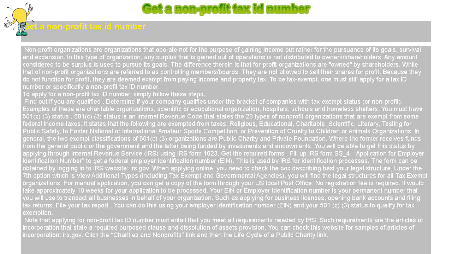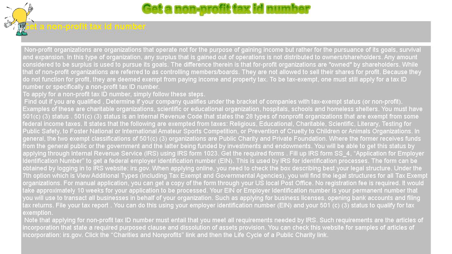Find out if you are qualified. Determine if your company qualifies under the bracket of companies with tax-exempt status, or nonprofit. Examples of these are charitable organizations, scientific or educational organization, hospitals, schools, and homeless shelters.